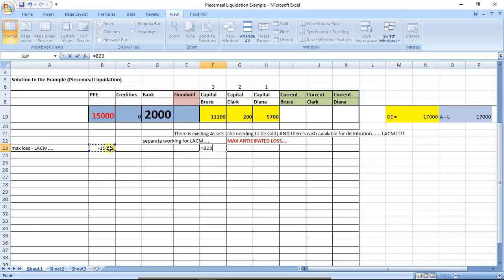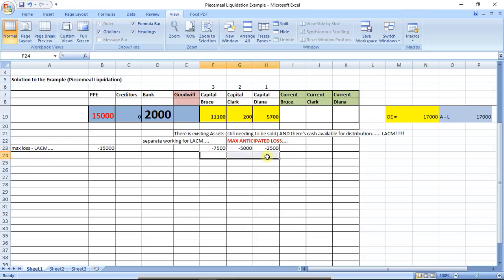Well, again, we need to take the loss and multiply it by their profit sharing ratio. So how much of the loss does Bruce get? Well, 3/6. Clark gets 2/6. And Diana gets 1/6. So that's the maximum anticipated loss that you've got. If I add up all those amounts together, I get 15,000. What does that represent? It represents the maximum anticipated loss that will be allocated to the partners.